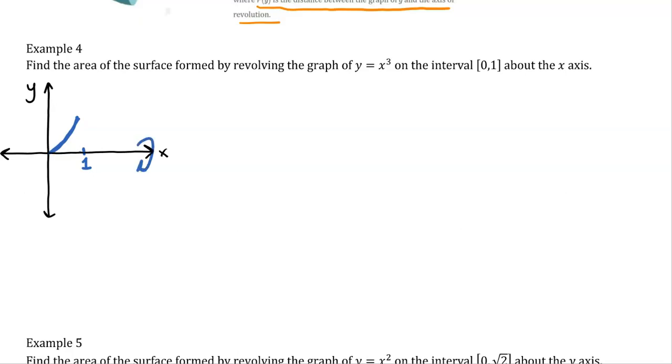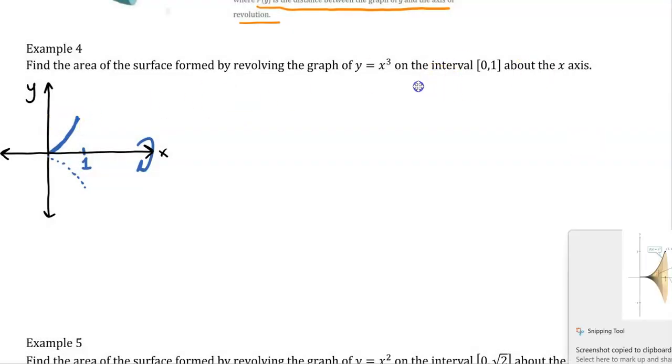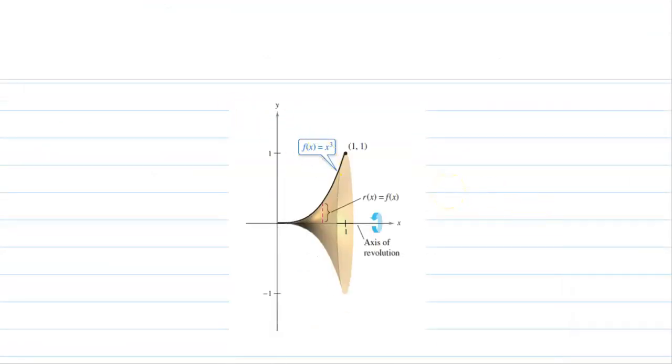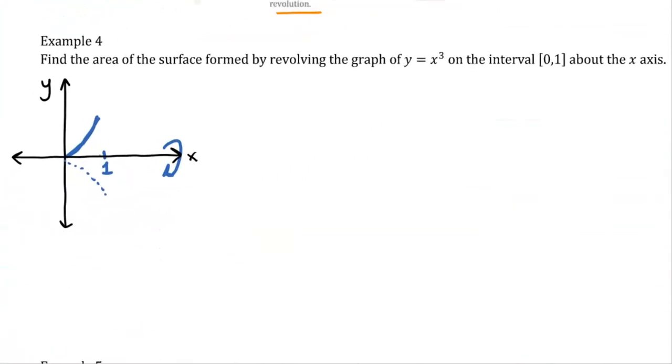Revolving around the x-axis, we're going to see something that looks like that. And I'll show you a picture of what the whole 3D figure would look like. It would look like that. So you can see this is the piece of the graph that I drew, and then I came in and drew that right there. This 3D figure that we're seeing looks kind of like a spinning top. So we're finding the surface area of that figure. Okay.